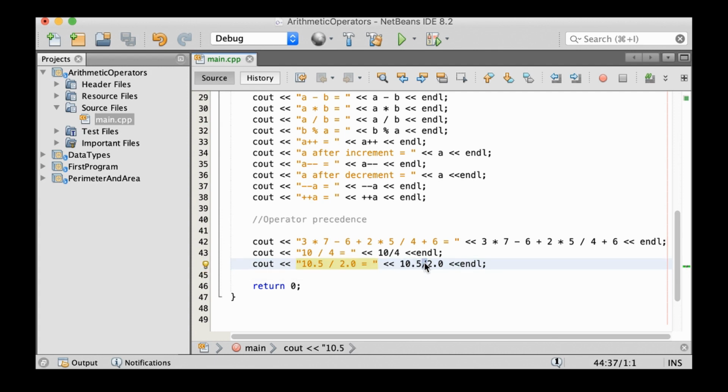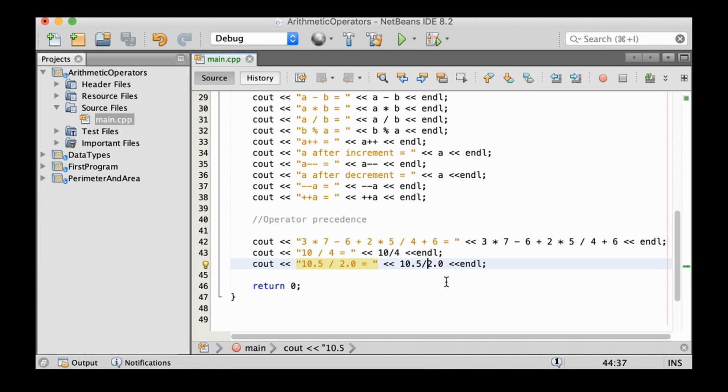Now, if you have both operands of the same type, the result is going to be of that type too. So you have 10.5, which is a floating point or decimal, and then 2.0, which is a floating point number. If you evaluate that expression with this division sign or multiplication or any other operator, you are going to get a result in the same type.